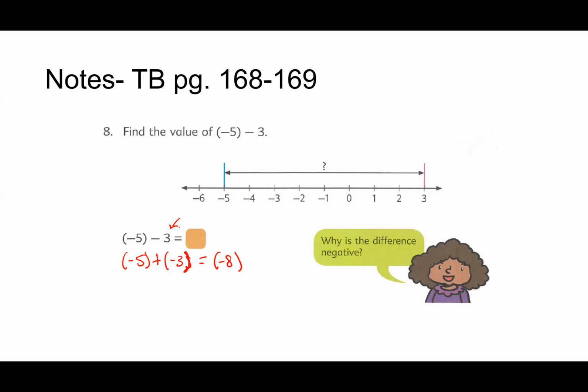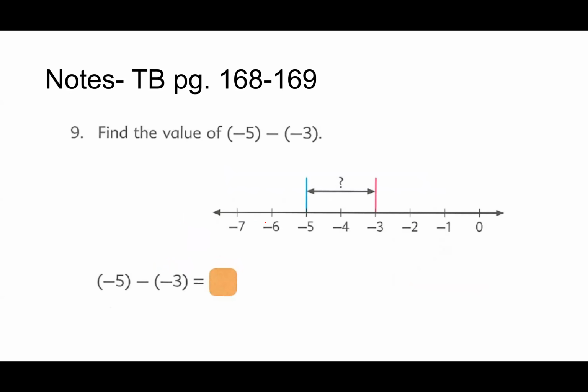Okay, so Maddie was right. The difference is negative because when the subtrahend is greater than the minuend, the difference will be negative, okay? Let's do another one.